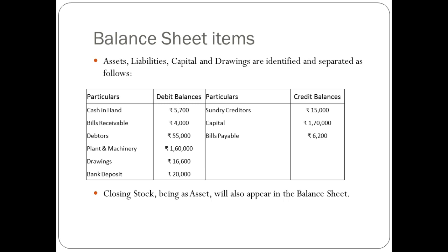Drawings we know have debit balance, so it is appearing on the debit side. Whereas on the credit side we have the liabilities, sundry creditors and bills payable, whereas capital of rupees 1,70,000 is also there on the credit side. Remember, closing stock being an asset will also appear in the balance sheet, and as the name says, since it is an asset, it will come on the asset side.